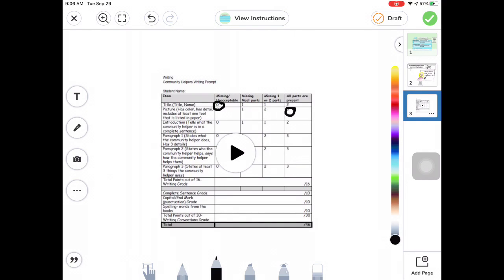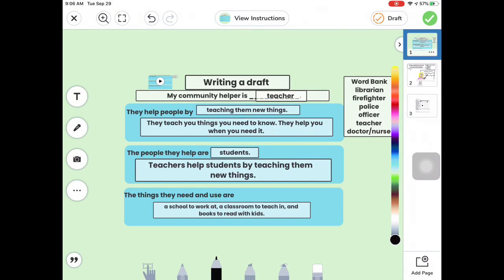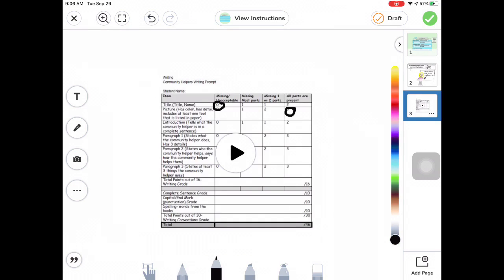Introduction tells the community what the community helper is in a complete sentence. Let's go back here. My community helper is a teacher. So yes, that one is also a 2.